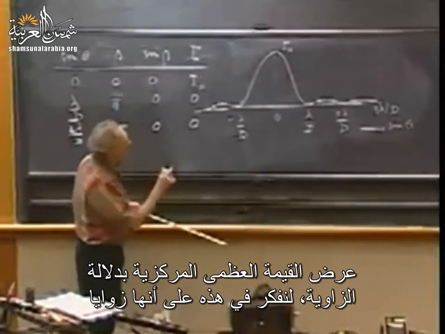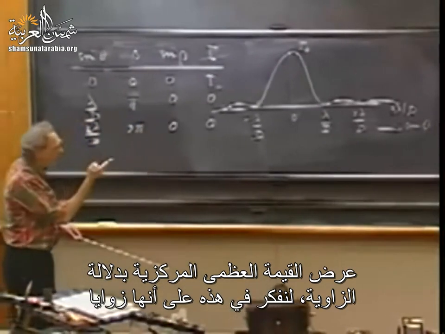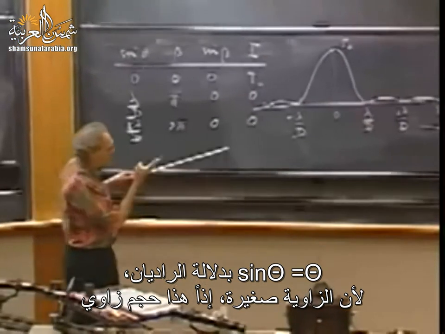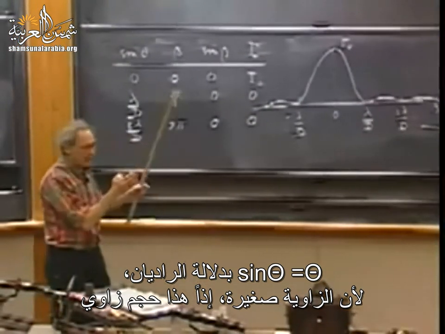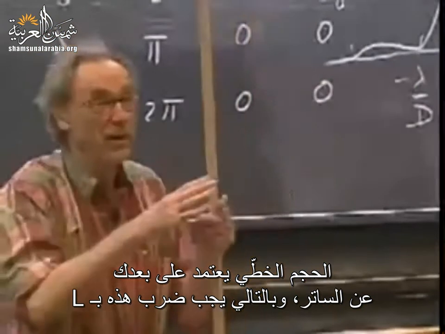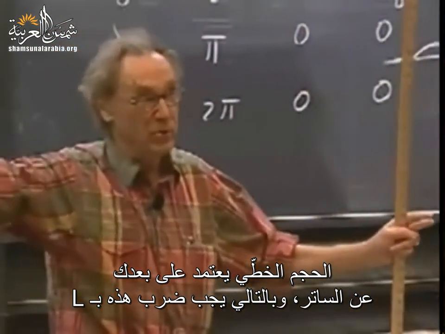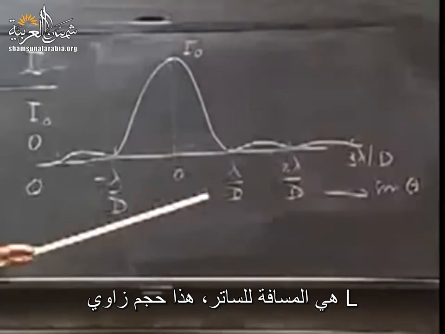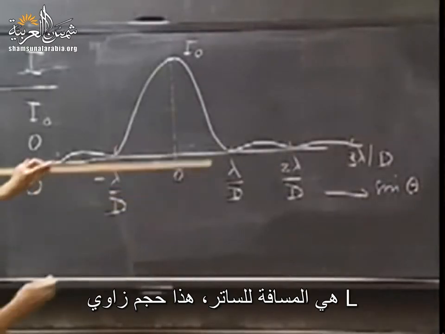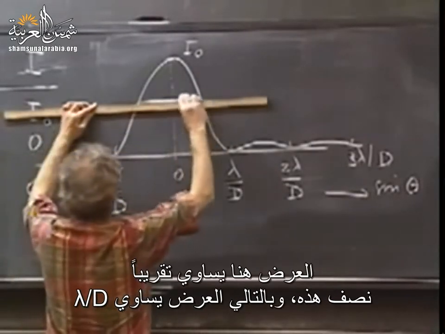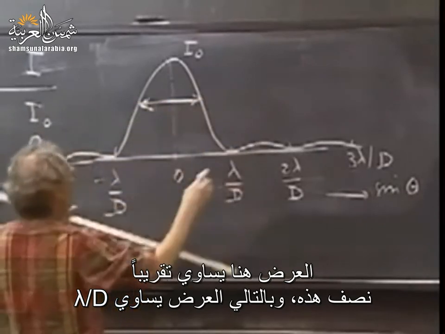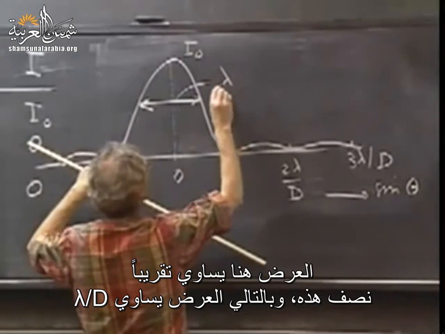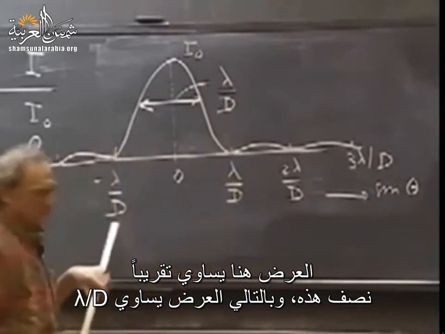So the central maximum, the width in terms of angles, think of this as angles, right? Sine theta is close to theta in terms of radians. So this is an angular size. The linear size depends on how far you are away from the screen on which you show it. Then you have to multiply this by L. L is the distance to the screen. This is the angular size. So this width here, very crudely, is about half this. And so that width is about lambda divided by d.